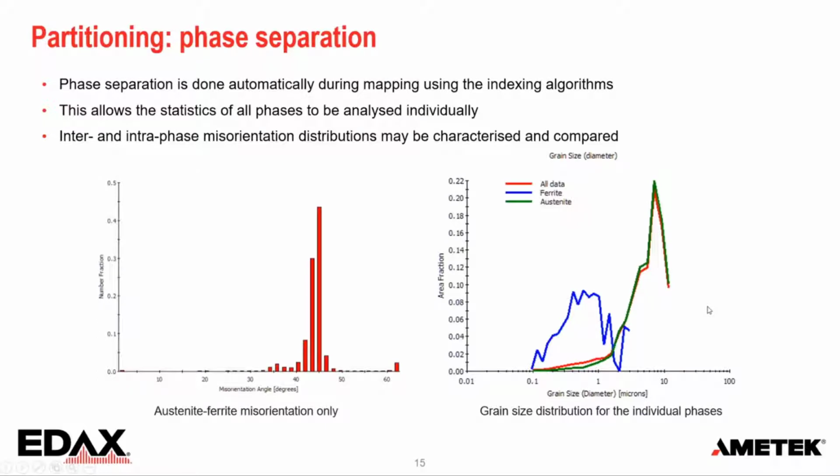And you can, of course, also characterize the interface between the two phases, between the two partitions that we have identified. So in this case, it gives you information about the austenite-ferrite phase transformation that has occurred in this material.